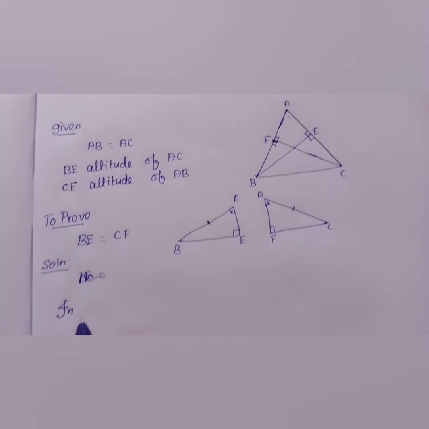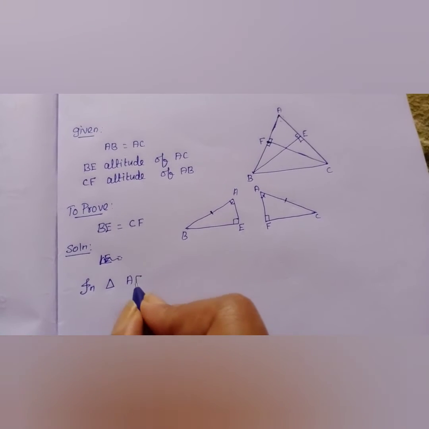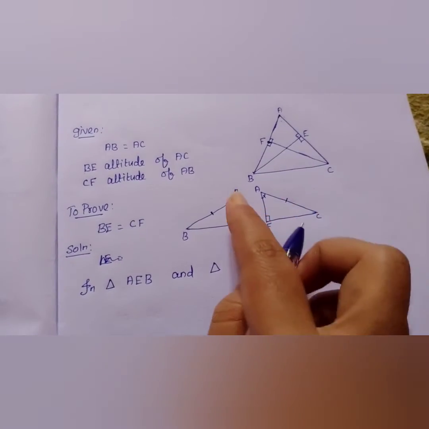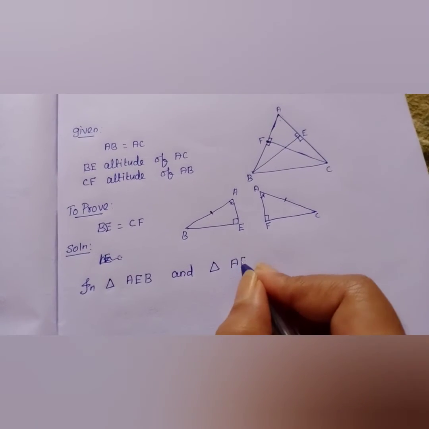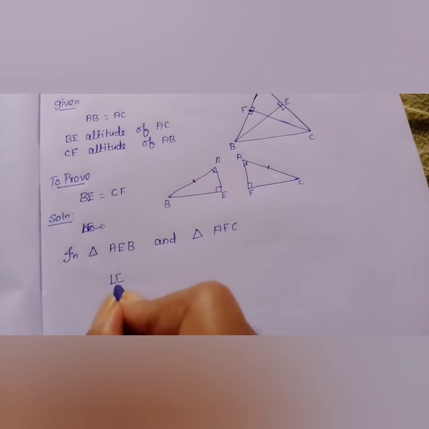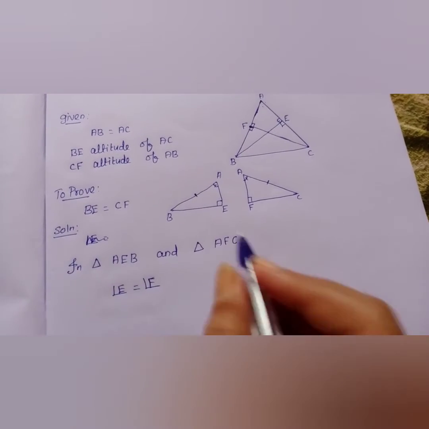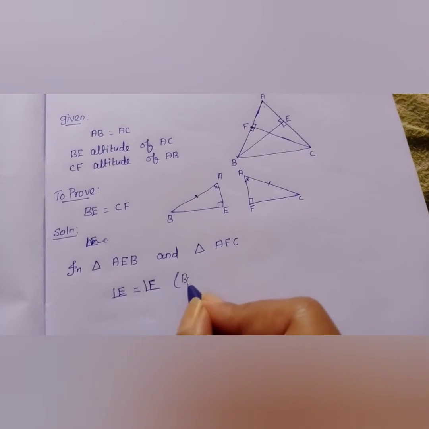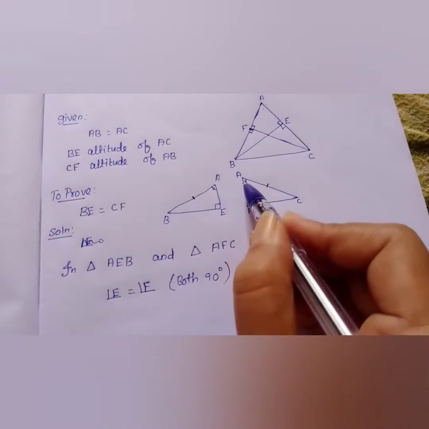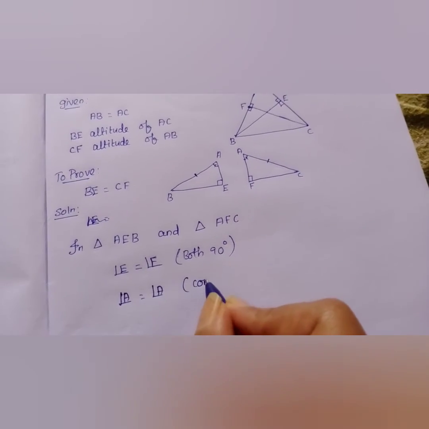Okay, wait a second. In triangle ABE, otherwise AEB, and triangle AFC: angle E equal to angle F, both 90 degrees. This is the reason. Angle F, the reason is both 90 degrees. Then the second step, we can mention angle A equal to angle A because it is common. So angle A equal to angle A, common, that is the reason.